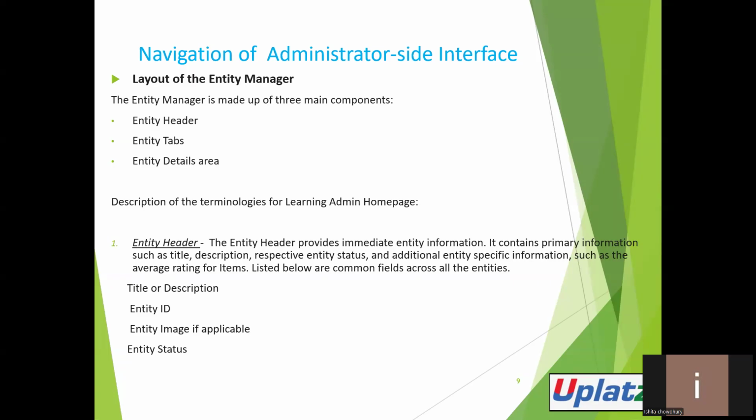It contains primary information such as title, description, respective entity status, and additional entity-specific information such as the average rating for items. Listed below are common fields across all the entities, which can be title or description, entity ID or item ID. It can be curriculum ID, program ID, class ID, item ID, or any entity within the SuccessFactors LMS system. Entity image, if applicable; we will understand what entity image is in further classes. Next is entity status, which can be active or inactive or both.